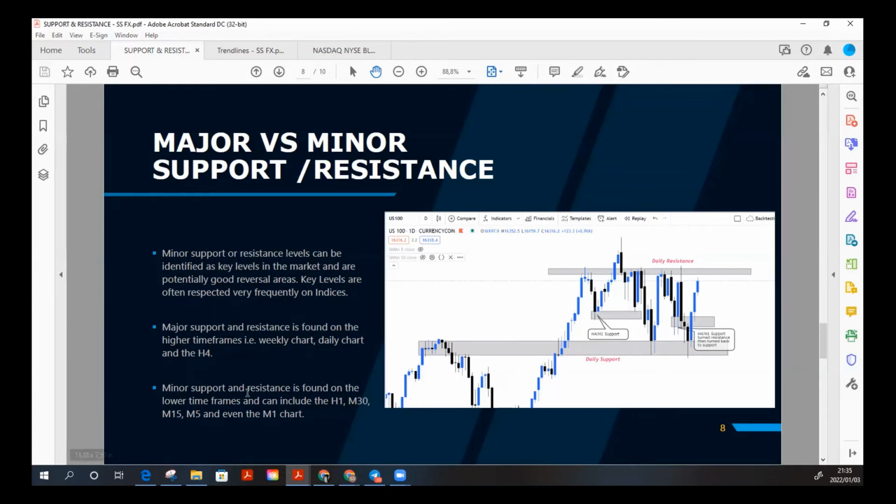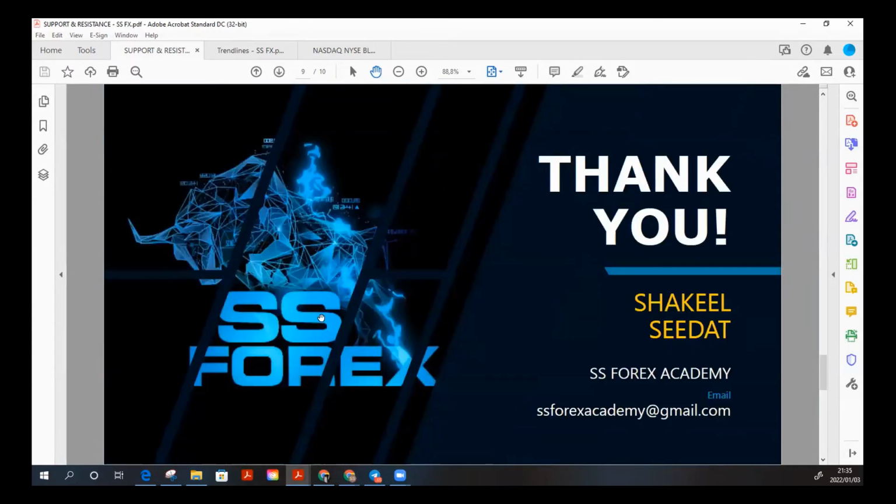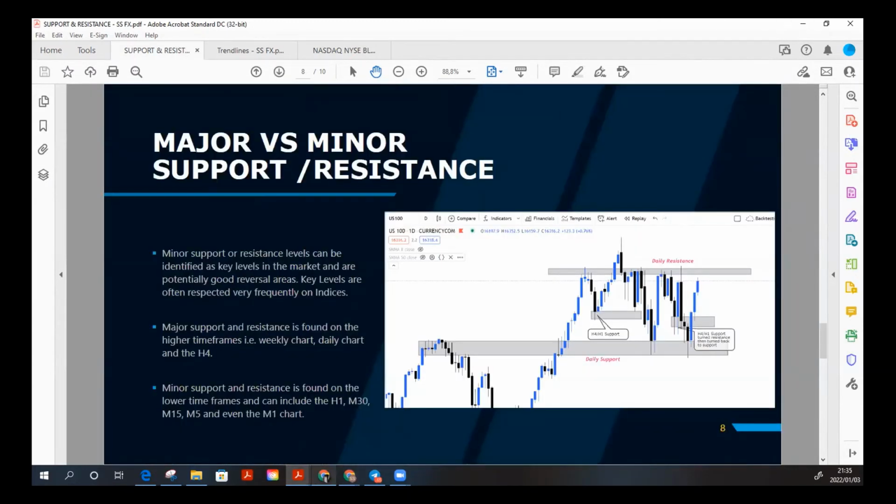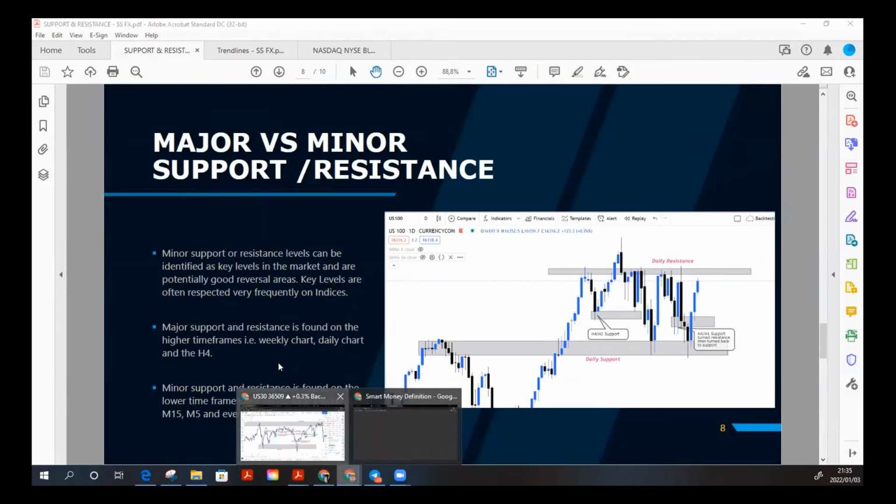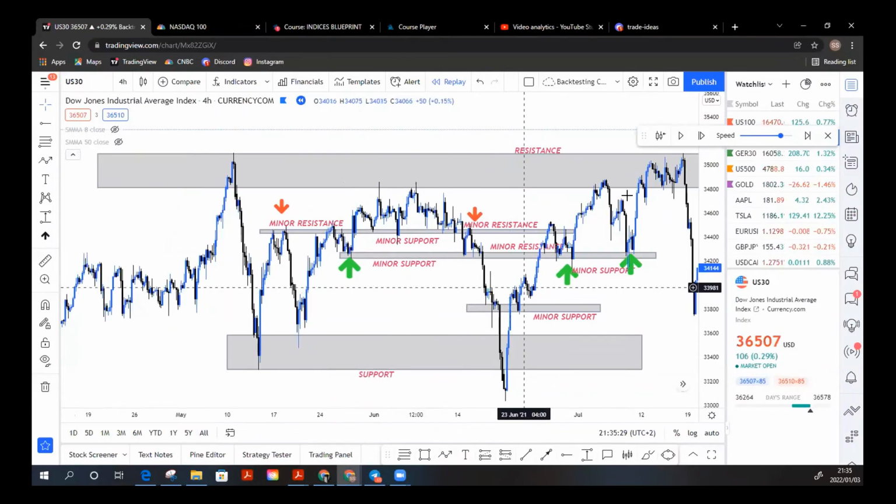The minor support levels are found on the lower time frames. So you can find them from the H1 time frame, M30, M15, M5, and even the M1 chart. Okay, so before we end this video, just want to go back to the chart. I want to show you guys a quick example on my whiteboard.